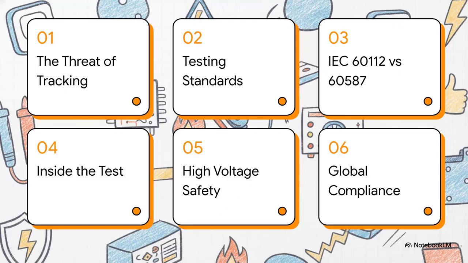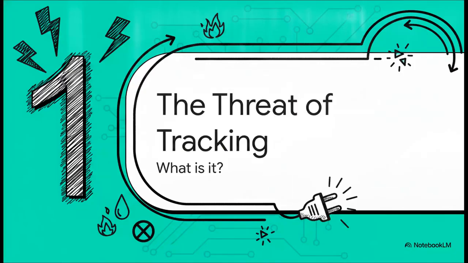So here's our roadmap for this explainer. We'll start with the threat of tracking, then define the testing standards, and compare IEC 60112 and 60587. After that, we'll go inside the actual tracking test, talk about high-voltage testing safety, and finally wrap up with global compliance and calibration.